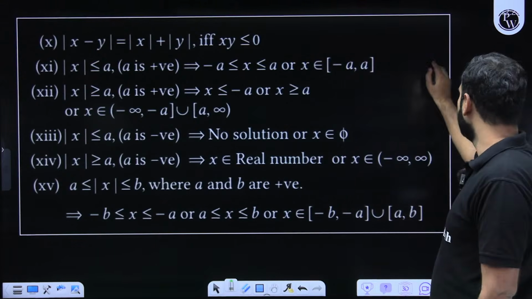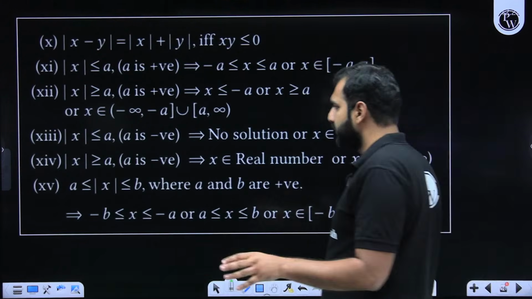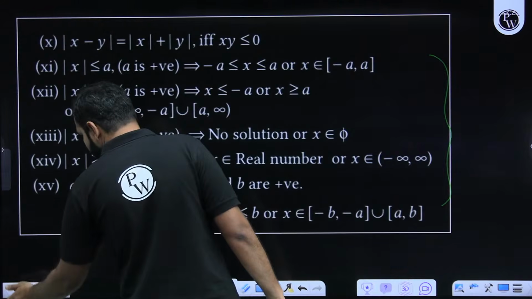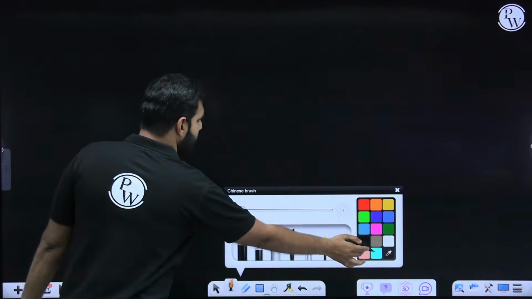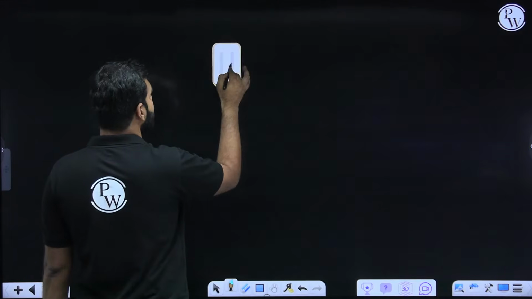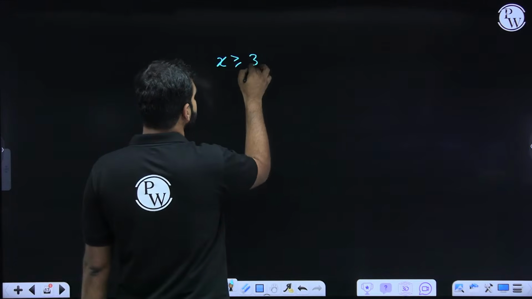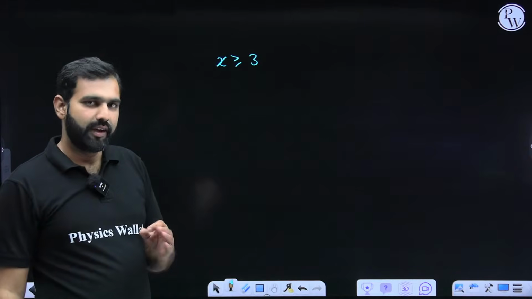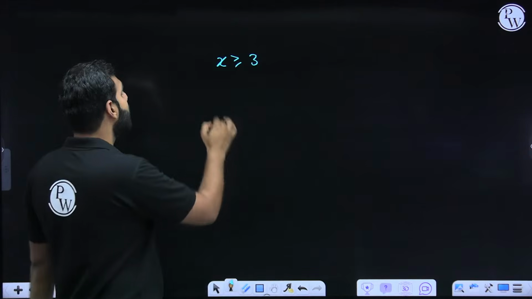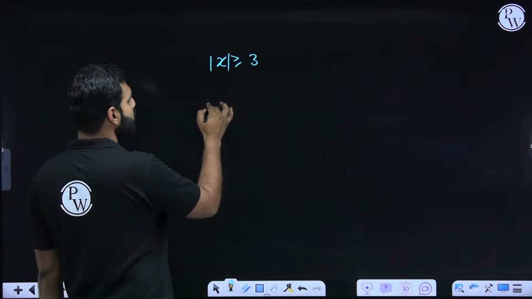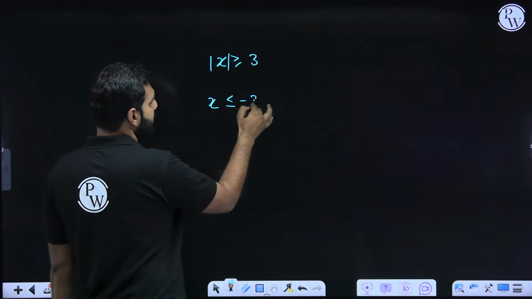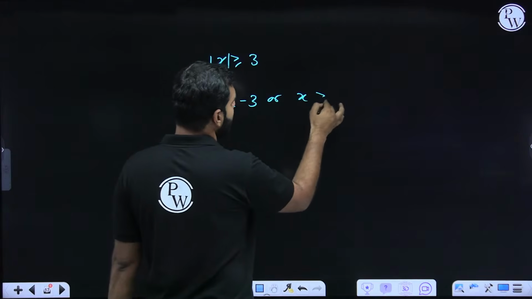Something very crucial I'd like to highlight here. I'll try and make you understand this part with an example. Let's say you have a number. Please remember this particular result. Let's say you have a number x and we are told that mod x is greater than or equal to 3. So without any hesitation, always remember, if its mod is greater than or equal to 3, then it brings two conclusions: x will be either less than or equal to minus 3 or x will be greater than or equal to 3.